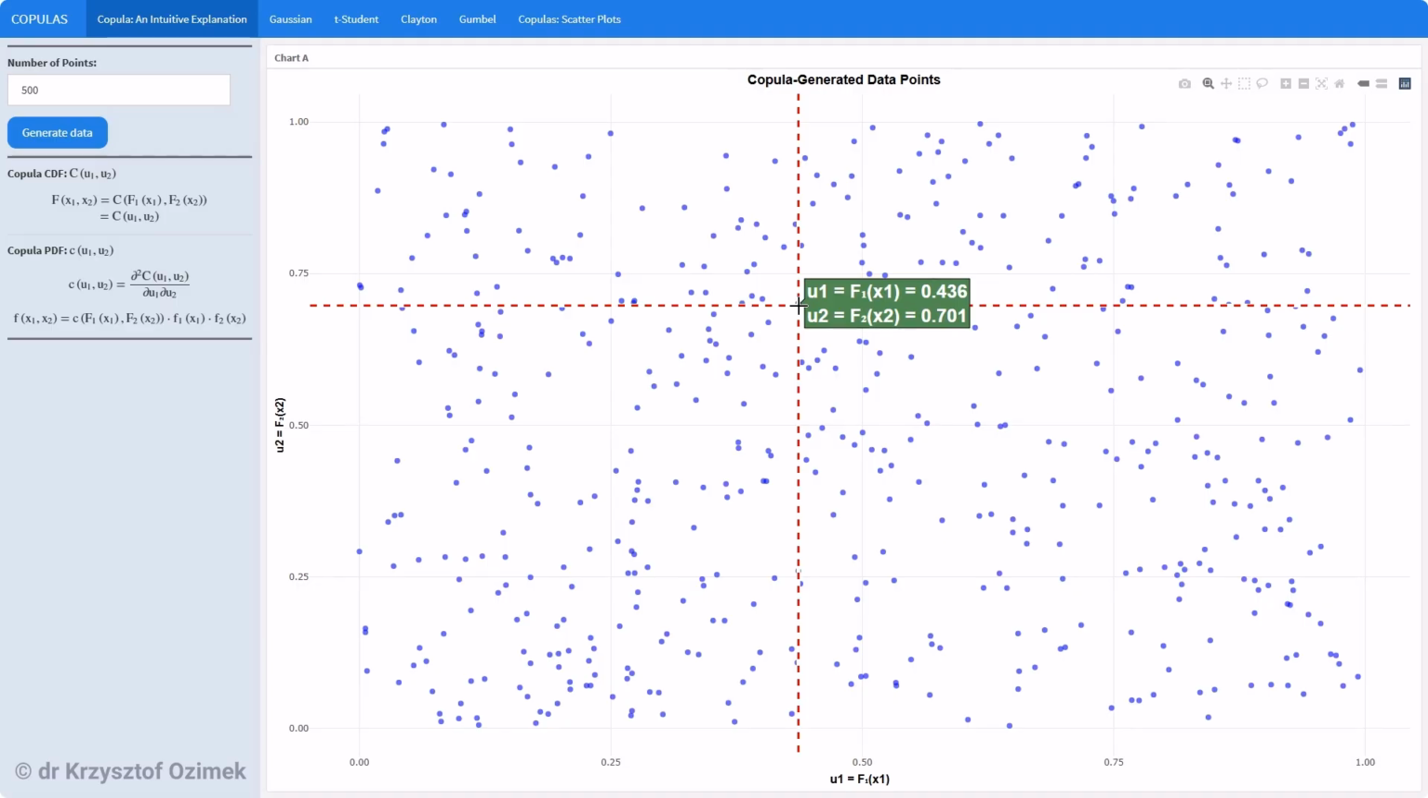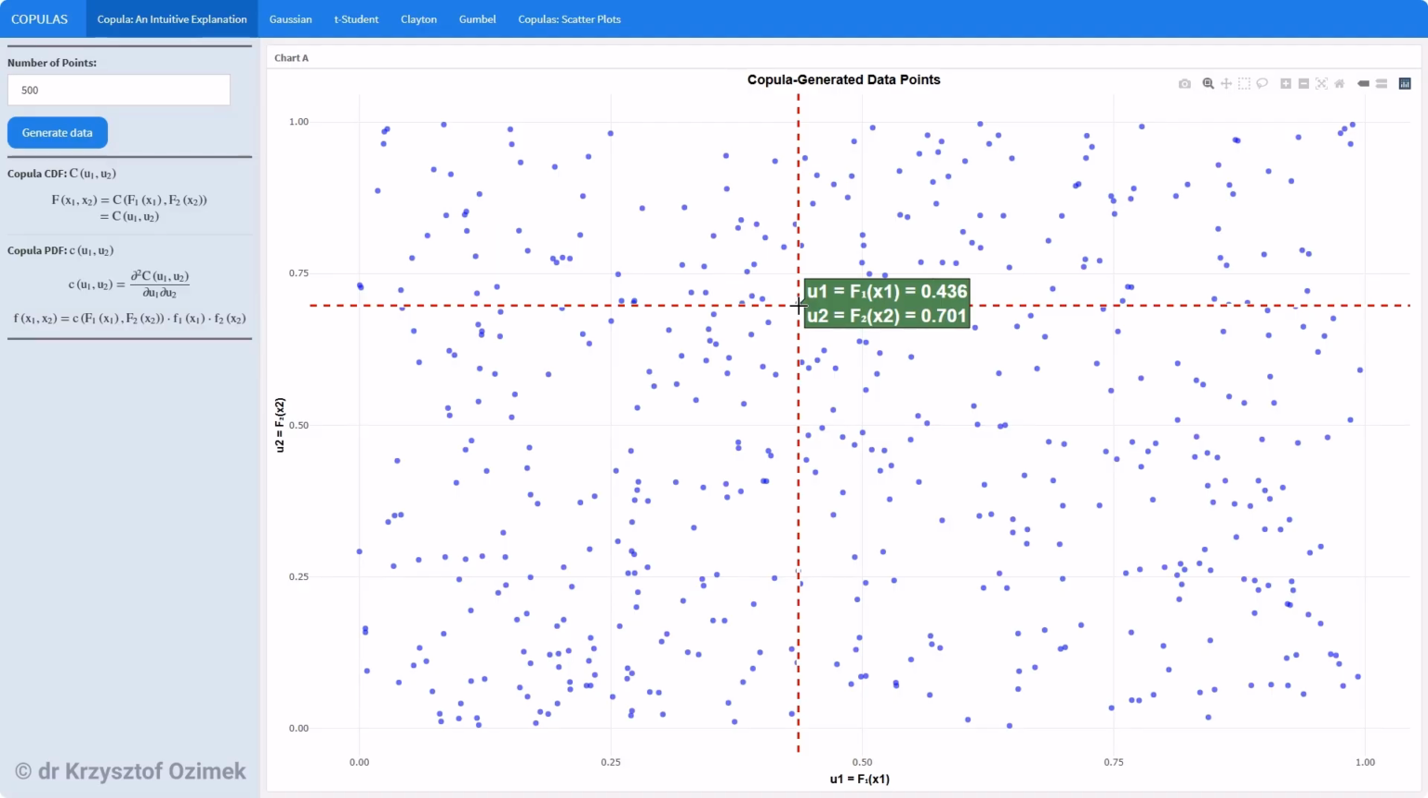The two-dimensional density of the random variable x1, x2 is expressed in terms of the copula PDF, but is not equal to it. Instead, the joint PDF of x1, x2 is given by the product of the copula density and the marginal densities of x1 and x2.